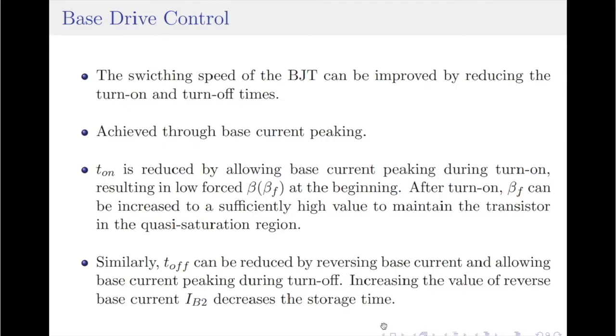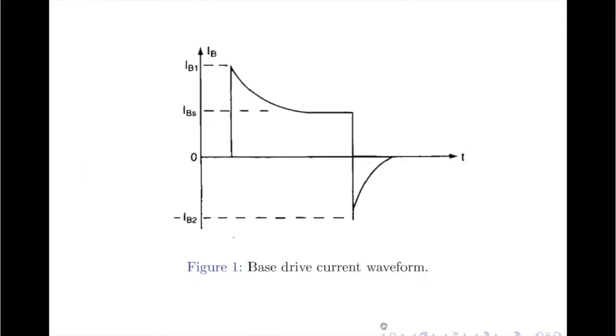Particularly, the base current peaking technique can be used to reduce the turn on time T on as well as the turn off time T off. A typical arrangement for the base current waveform is as shown in the figure 1 here.